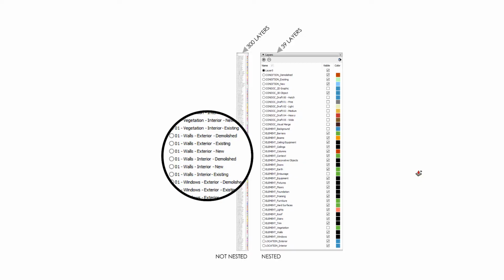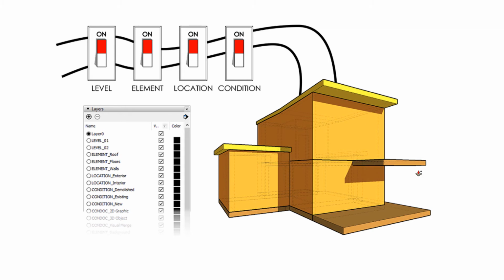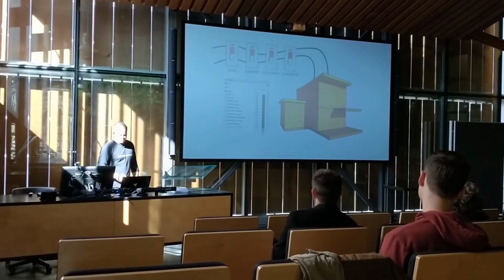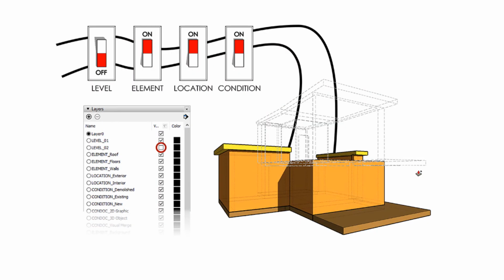So that's the idea, drastically simplifying your layer list and getting full control of your model. Now, when you build your model like this, level, element, location, condition, it creates this series of switches. All of our switches are turned on right now. If I turn off the level, the most outside container, it gets rid of the entire level 2. It turns off the level, but it also turns off everything inside of there, like all the doors and walls and windows.